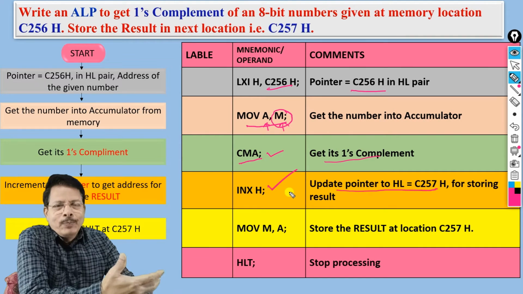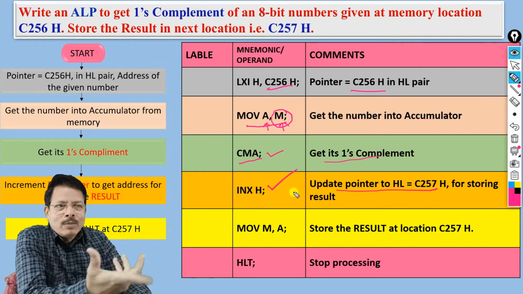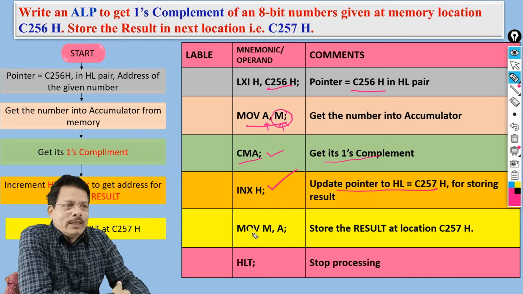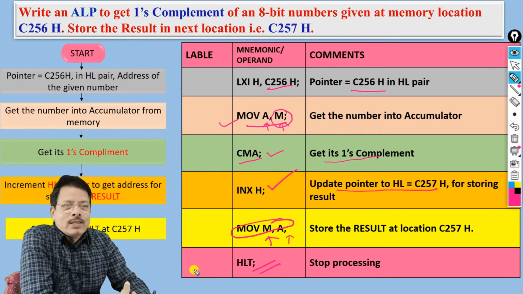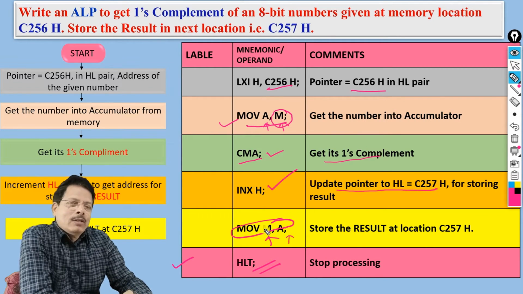So again the pointer is ready for memory access, and the only task remaining is storing the result at location C257. The instruction required here is MOV M,A: move to memory from accumulator. Reverse of this, where we used move to accumulator from memory, here we want move to memory from accumulator, and of course the result will be stored. The last instruction is HLT, that is stop. You see how easy it is to write a program for 1's complement.